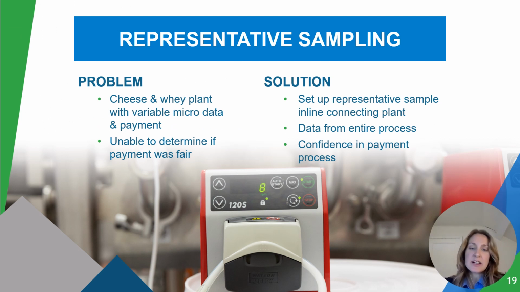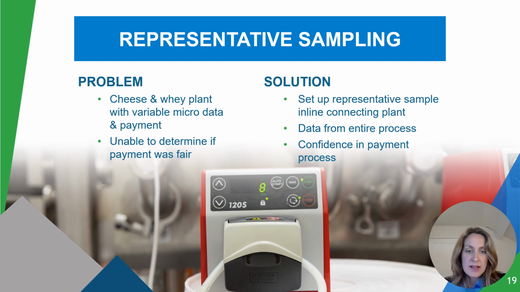This is an example of a cheese and whey plant. They had variable microdata going from the whey facility over in one line into a filtration and powder plant, and they were concerned about the bacteria levels because that's how they had their payment plan set up. The final customer was looking for very low spore counts, and just bacteria counts in general.